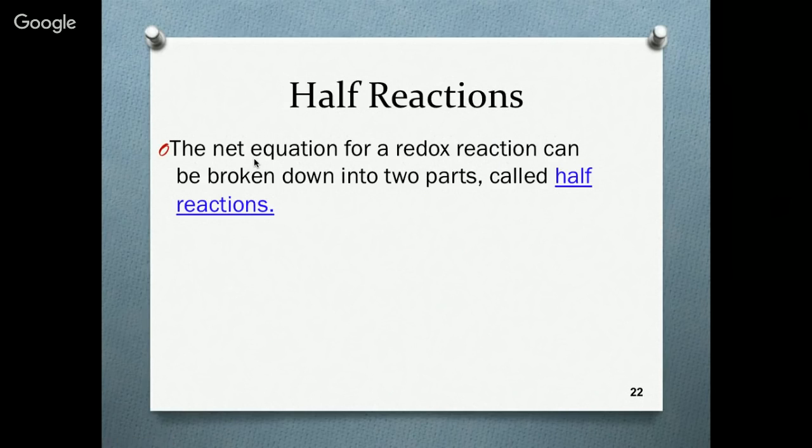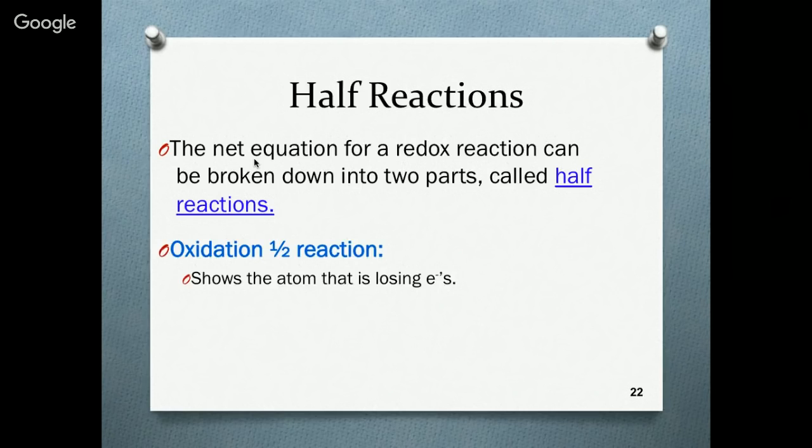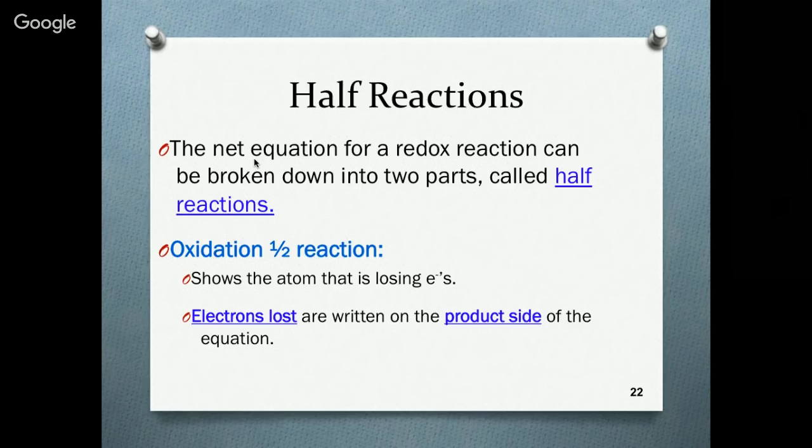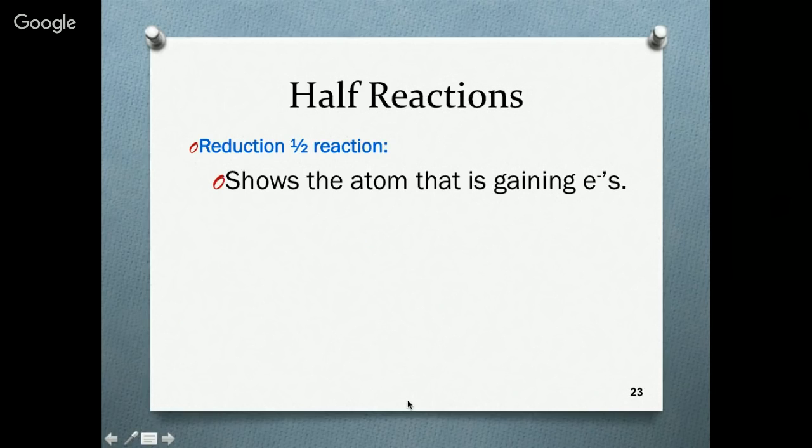All right, so next we want to jump into talking about half reactions. We can break down the whole redox reaction into 2 parts. The oxidation half reaction shows the atom or ion that's losing electrons, and for an oxidation half reaction, we write the electrons on the product side. Here's an example of an oxidation reaction. We start with calcium: on the reactant side it is 0, on the product side it is +2, and we throw our electrons on the product side.